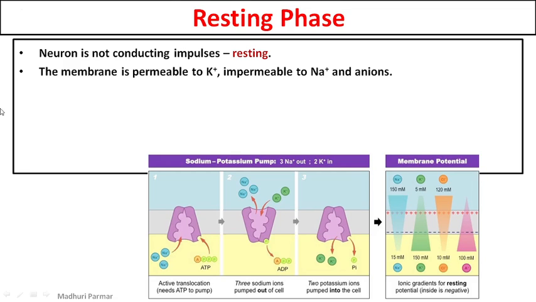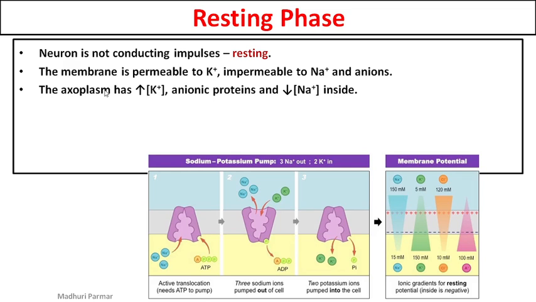Now, if you remember the first diagram, on the inner surface of your membrane, you have higher concentration of potassium. So the exoplasm has higher concentration of potassium as well as higher concentration of anionic proteins. So these are the proteins which have negative charges on them. My question for you would be, which all amino acids are present which can give the proteins negative charge? So anionic proteins are present inside, and there is less concentration of sodium on the inside, in the exoplasm.